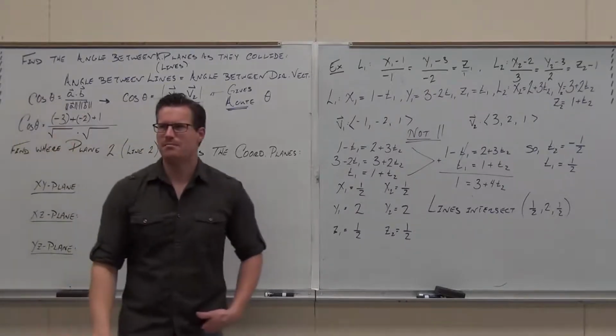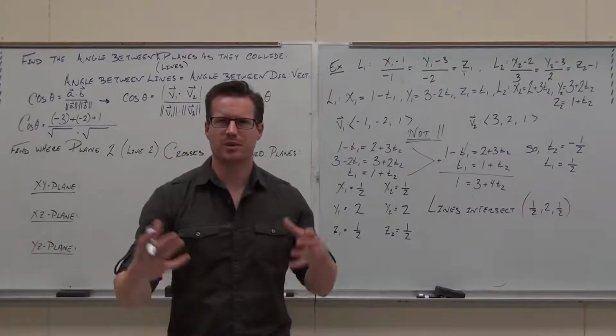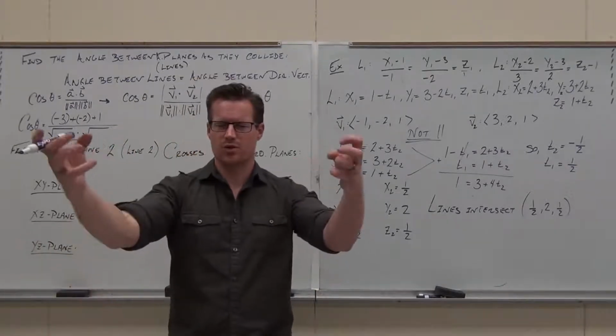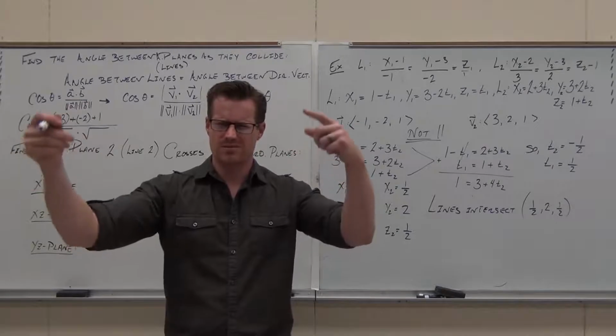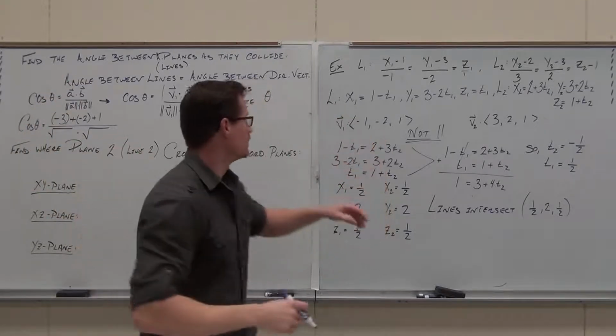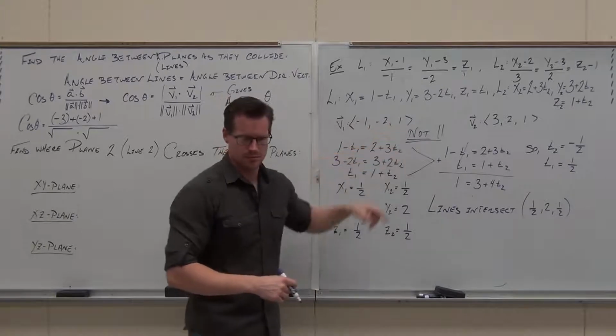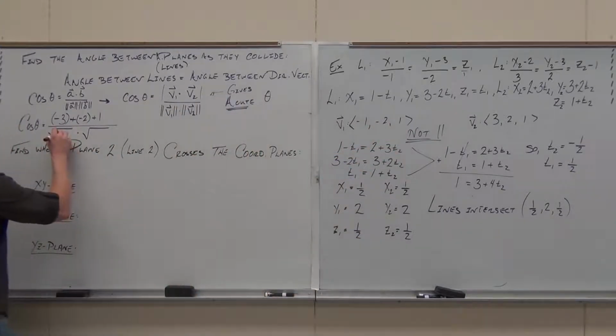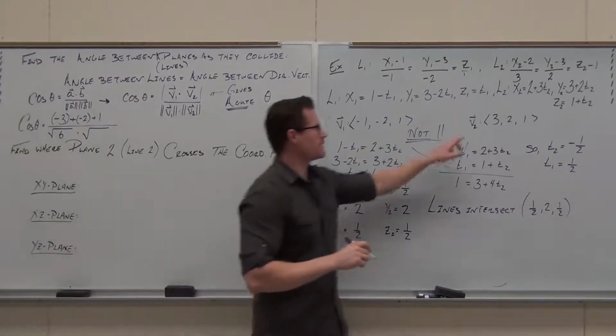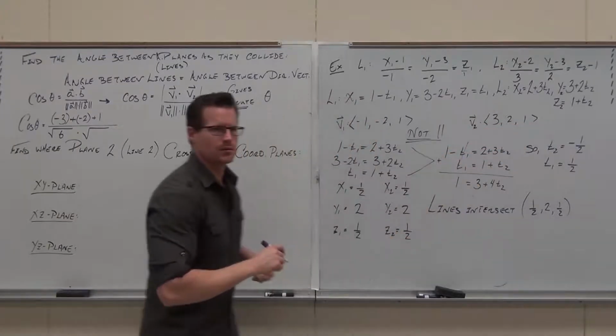Do you remember how to find a magnitude? I know it's got a square root. Explain to me in your own words how you find the magnitude of a vector. Come on, quickly. What do you do? Square them. Add them. 1, 4, 1. Nine, 4, 1.